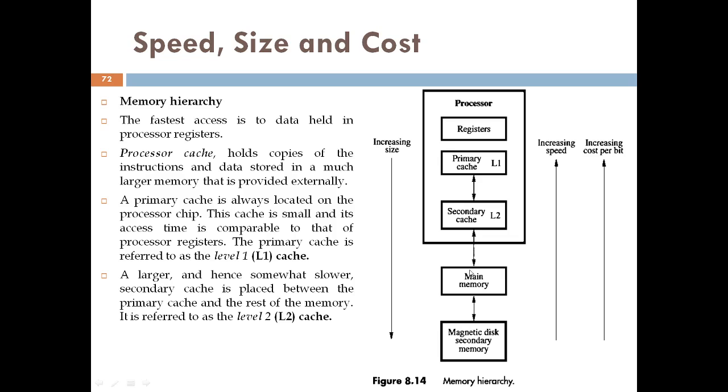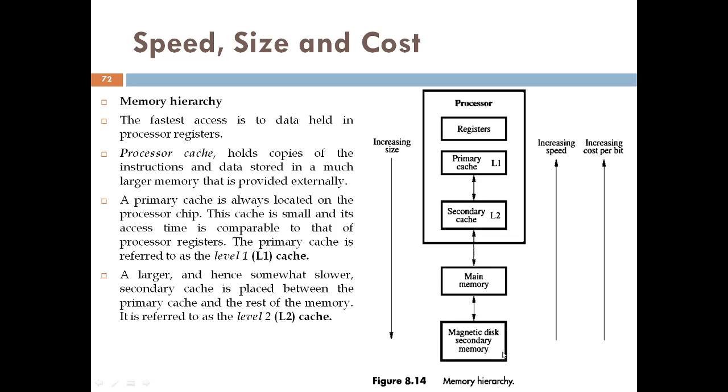The next level is main memory, which is outside the processor CPU. It provides larger memory space, but the speed is very less compared to cache memory, and it can store a huge amount of data in terms of megabytes and gigabytes. So speed is less and it is inexpensive.